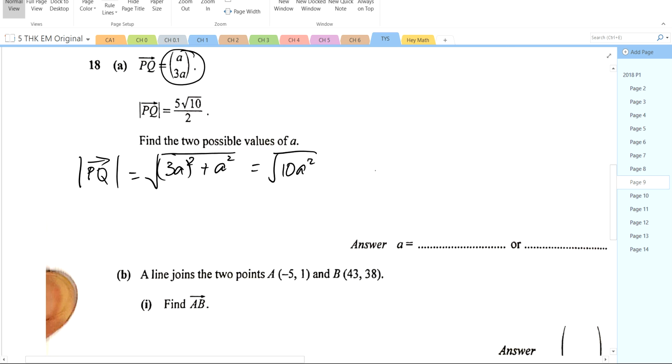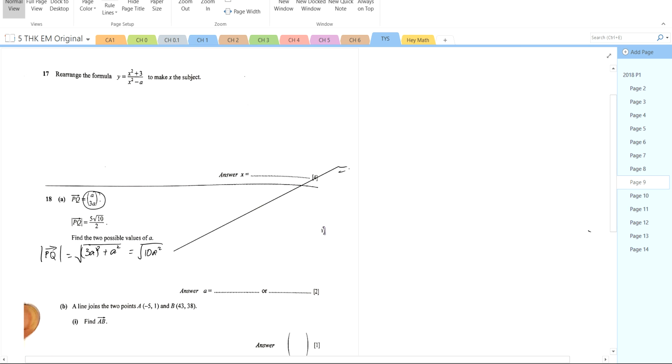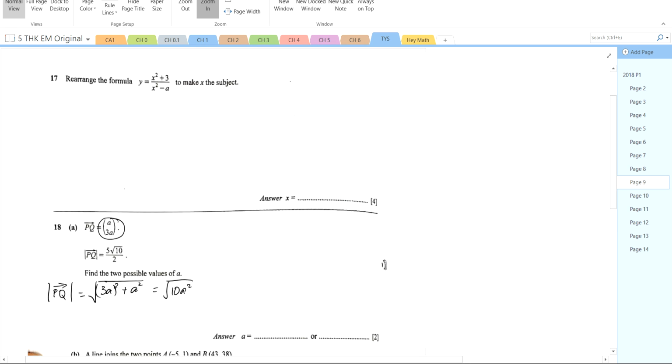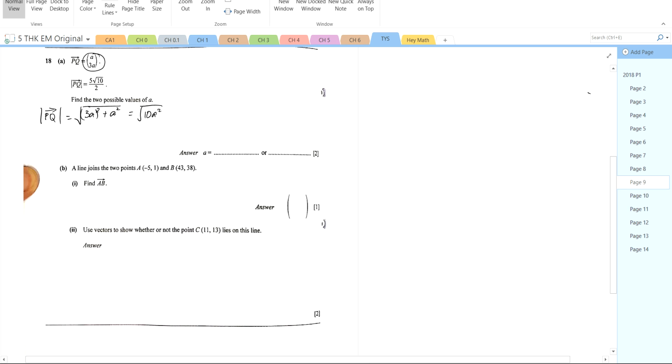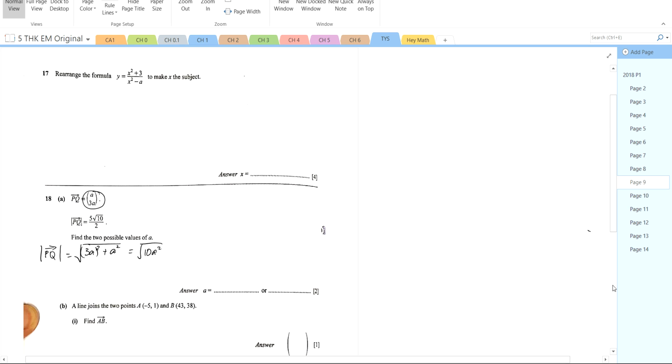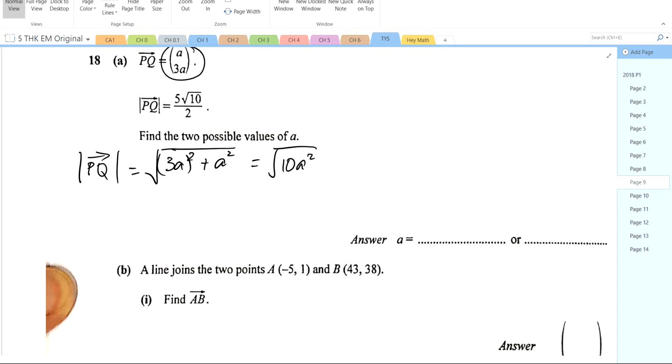Let's leave it like that, huh? Like this. Square root of tan A squared. And this is supposed to be equal to 5 square root tan over 2. Agree?